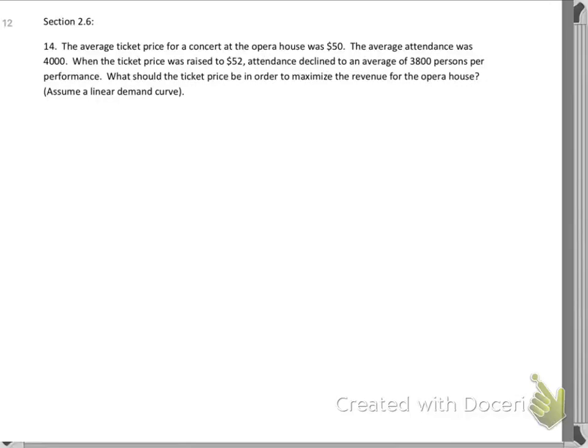Okay, in this question, we're asked to read the problem first. The average ticket price for a concert at the Opera House was $50. Okay, so that's the average ticket price. The average attendance was 4,000.